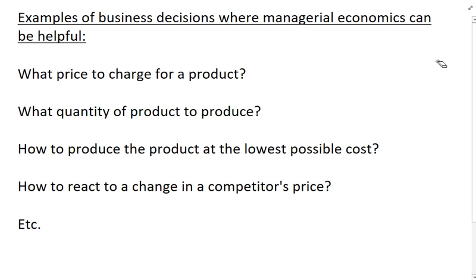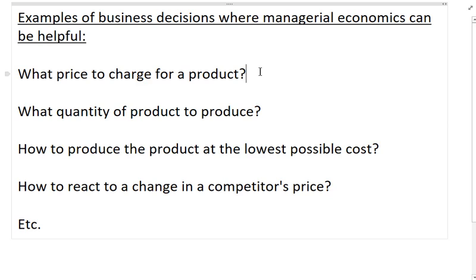Here are a few decisions that just popped into my head where economics techniques can help. What price to charge for a product? Of course, that's a question you also can look at from a marketing perspective. What quantity of product to produce? How to produce the product at the lowest possible cost? That's a topic you could also look at from a point of view of something like operations management or supply chain management. How to react to a change in a competitor's price. And there's all kinds of other decisions. There's concepts from economics that can be applied to these types of decisions.